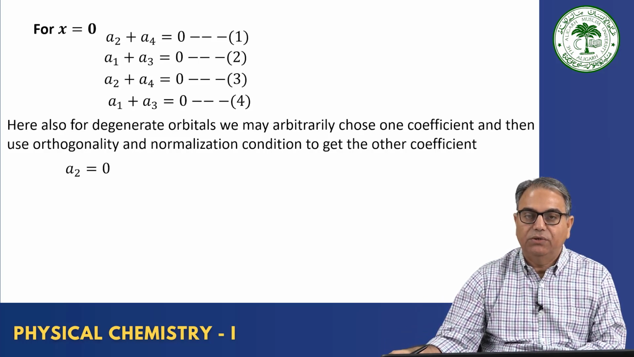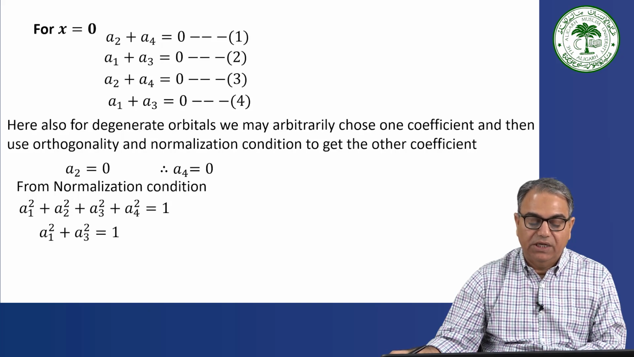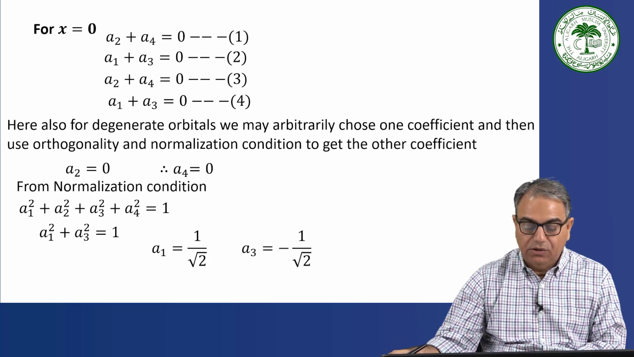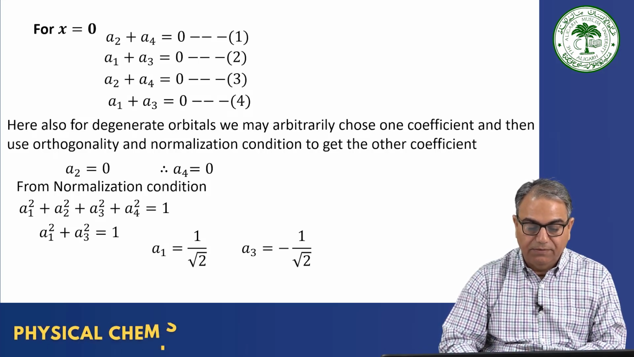Now suppose a2 is equal to 0 here. If a2 is equal to 0, then from equation number 1, a4 will also be equal to 0, and if you use the normalization condition with a2 and a4 being 0, what you get is a1 square plus a3 square is equal to 1, and we can write a1 is equal to 1 over root 2, and a3 is equal to minus 1 over root 2. Both will be equal in magnitude. Okay.